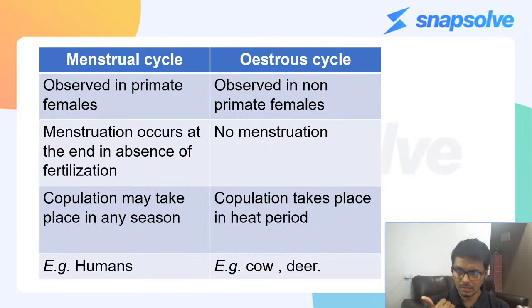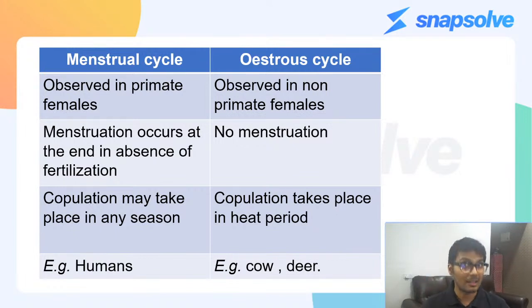Okay, this is the basic difference between menstrual cycle and estrous cycle. Let's just give it a quick glance. Observed in primate females. Menstrual cycle occurs in primate females, you must have understood this, I hope. And estrous cycle is observed in non-primate females. Okay? Now, menstrual cycle occurs at the end in absence of fertilization. Menstruation happens when fertilization has not happened.